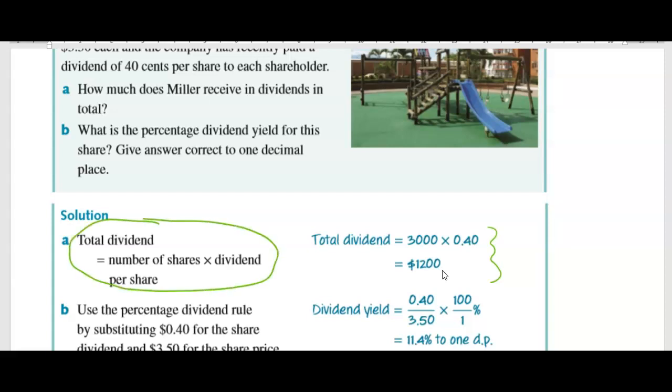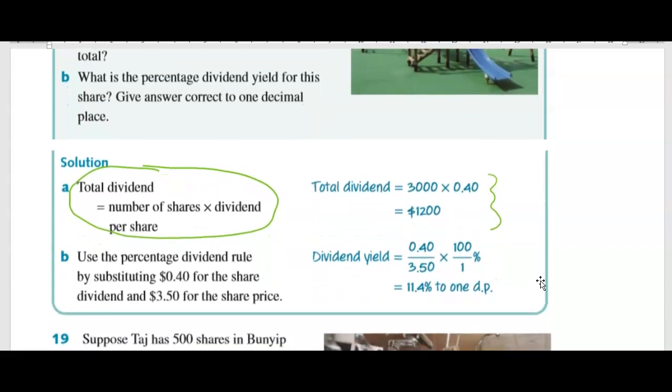and you can see the formula used here. What is the percentage dividend yield for this share? Give answer correct to 1 decimal place. Okay, so the shares are worth $3.50 and the dividend per share is 40 cents. So it's 0.4 over $3.50 and just multiply by 100 to get the dividend yield. So as a percentage.